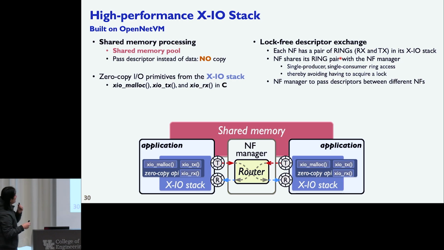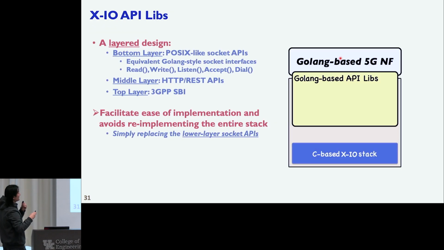And in the XIO stack, we expose several zero-copy I/O primitives, including malloc and also TX and RX, which are the two primitives we use to do the shared memory processing. But because all of these I/O primitives are asynchronous, and they are developed in C, they will cause some conflicts with upper layer Golang-based implementations. And for that purpose, we have these XIO API libs.